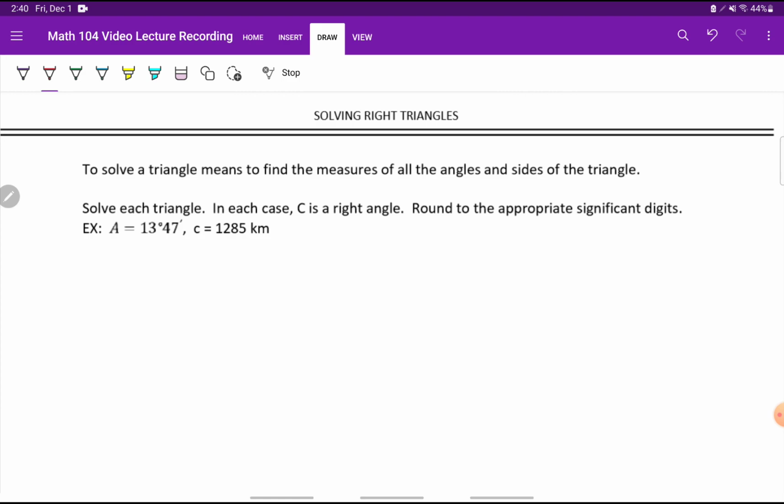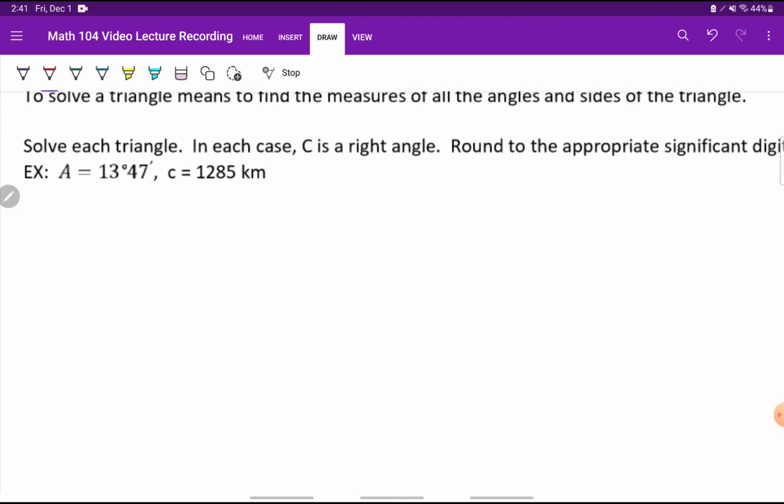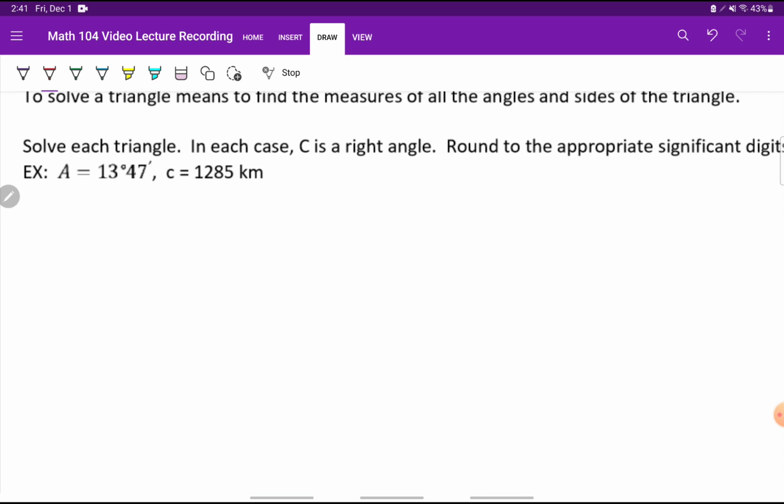We're going to solve each triangle. In each case, angle C is a right angle, and we're going to round to the appropriate significant digits. Well, the appropriate significant digits: you need to identify the number of significant digits in each number given to you. And then you use the lesser of the numbers, if one is less than the other.